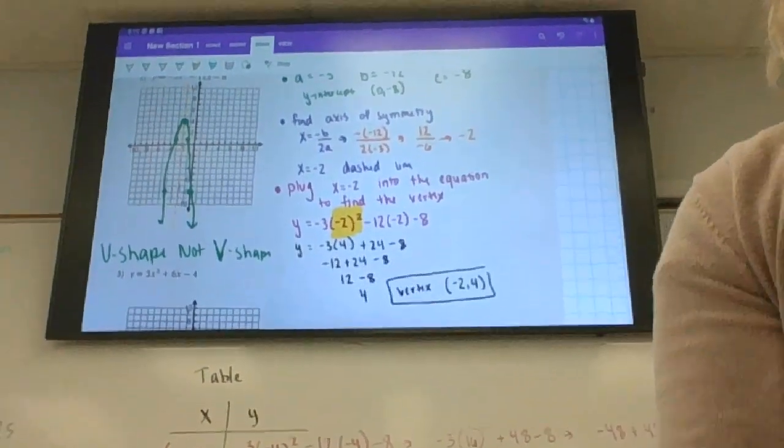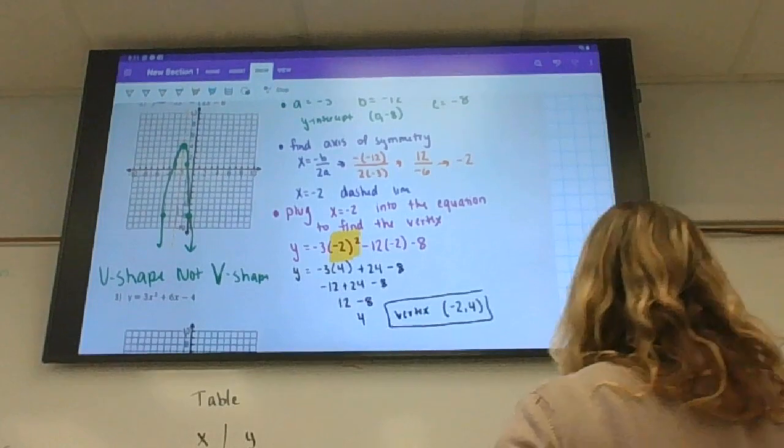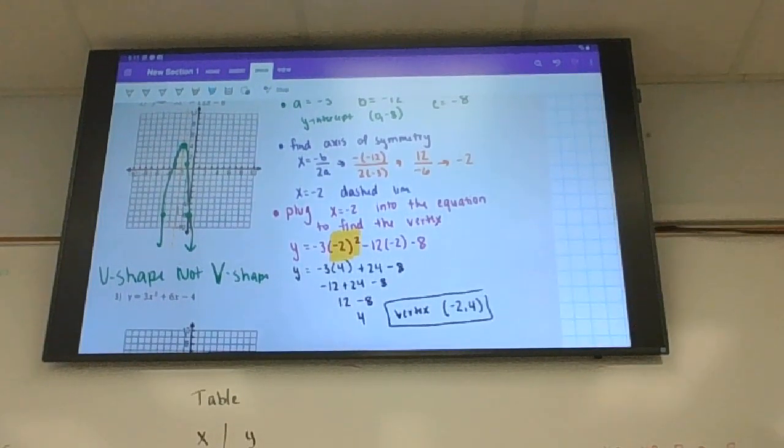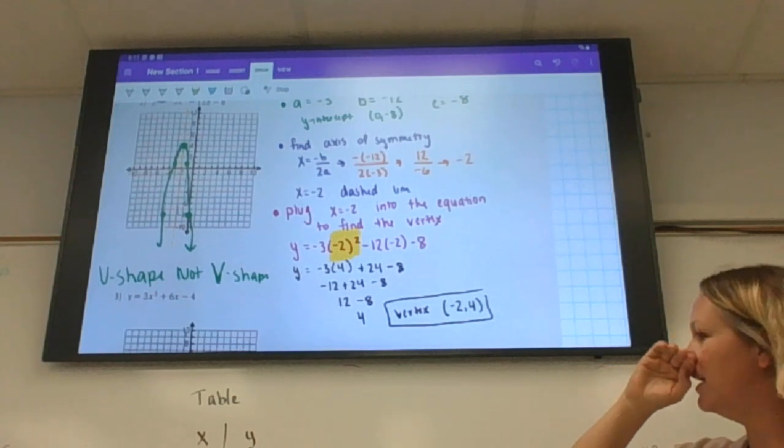This one is opening down. And the ones we did in bell work on the front page, they both had arrows going up. Why is this one going down? The negative in front makes the parabola point downward. So you can make predictions about how the parabola is going to look just from knowing if the leading coefficient is positive or negative.